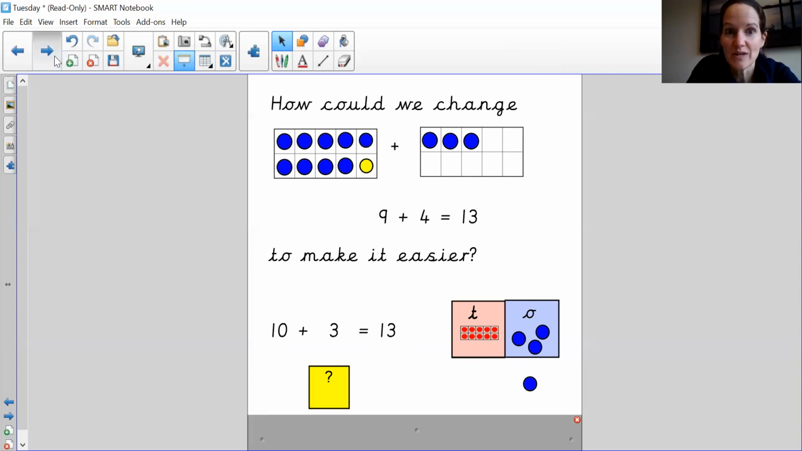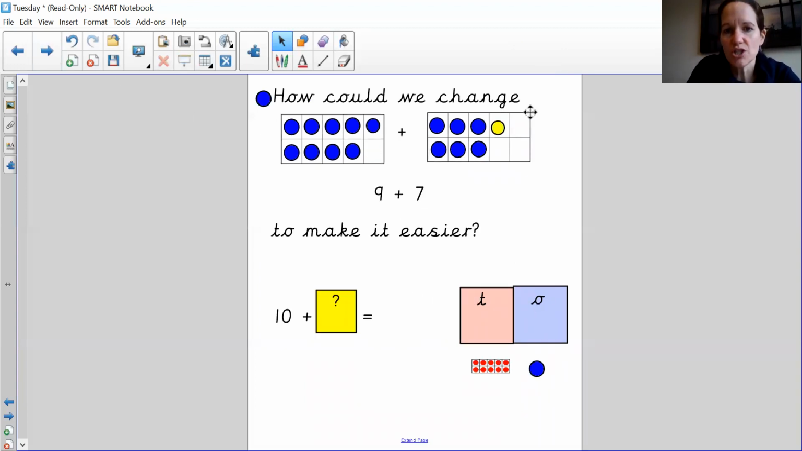Okay, let's do another one. How could we change 9 plus 7 to make it easier for us? So let's have a look. I've got my 9 and my 7. So I am going to think, oh, 9 is very close to 10. I'm going to take one of my counters and move it over here. So now it has got 10 in my 10 frame. And now I can go, oh, 10 and 6.